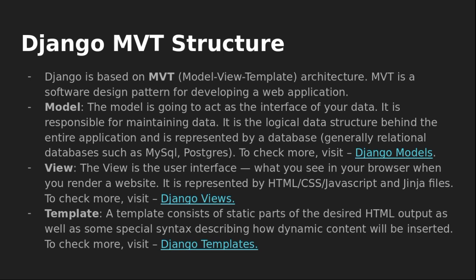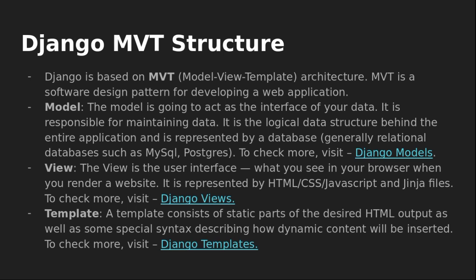The next is View. View is a user interface. It is what you see in your browser when you render a website. It is represented by HTML, CSS, JavaScript and Jinja files. So whatever you see on your client side, that means in your browser, it is all coming from Django views in your Django project. So View is responsible for rendering your HTML, CSS and JavaScript in your browser.